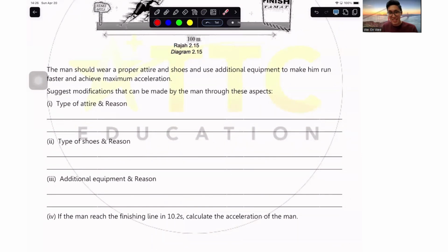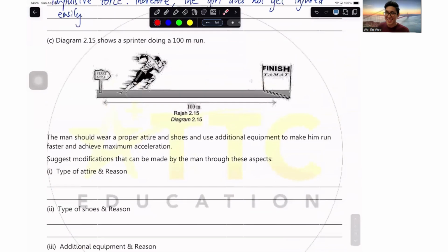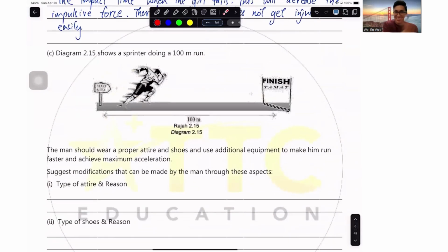Because the penis will shake here, shake there, is it? Then you cannot run properly. No.